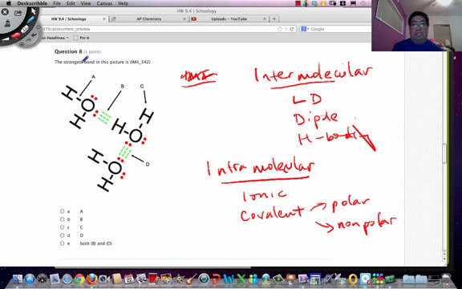Now remember, this says the strongest bond. It doesn't differentiate between intermolecular or intramolecular. Intramolecular are always stronger, the strongest bonds. Even though hydrogen bonding is the strongest intermolecular force, hydrogen bonding at its finest is not going to be stronger than intramolecular bonding. And hopefully that'll help you with question 8.